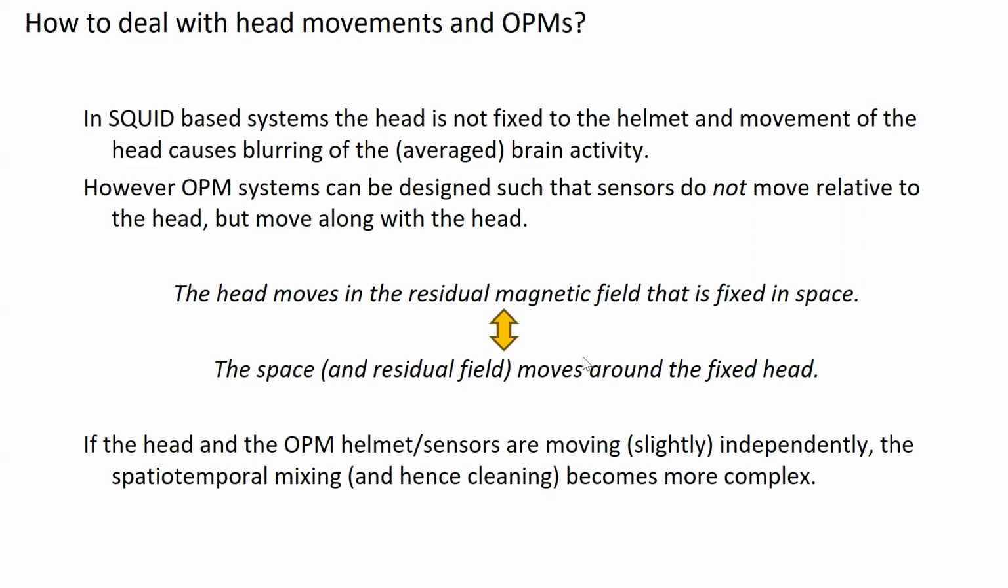So if we see everything from the head-based coordinate system, it's the noise sources that move around the participant rather than the participant moving with its noise sources. And of course, that makes certain types of cleaning procedures much simpler for MEG if we just basically say, well, we have two coordinate frames in which we can represent this.